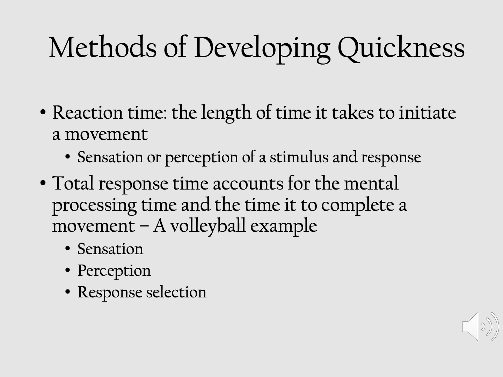At this point, each athlete must decide if a response is necessary. The information gathered in the perception stage is then passed on to the third stage of mental processing speed, response selection. During the response selection stage, the athlete decides whether or not a response is necessary to address the stimuli.